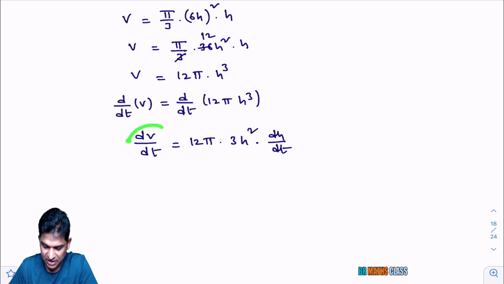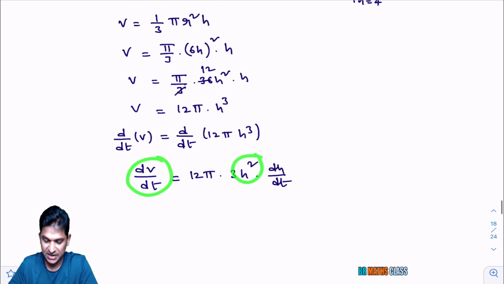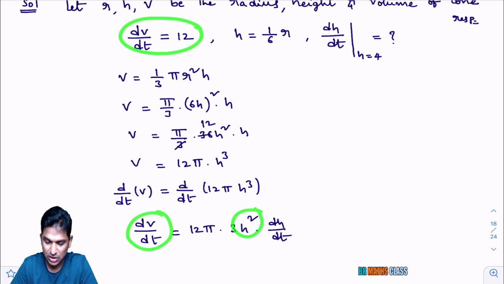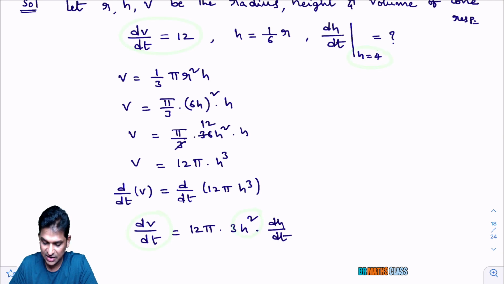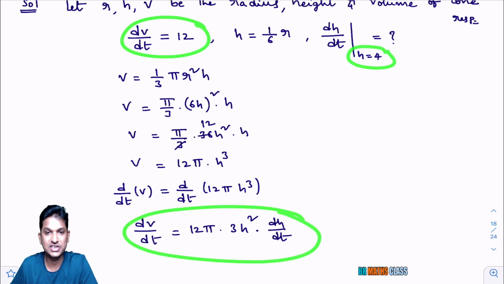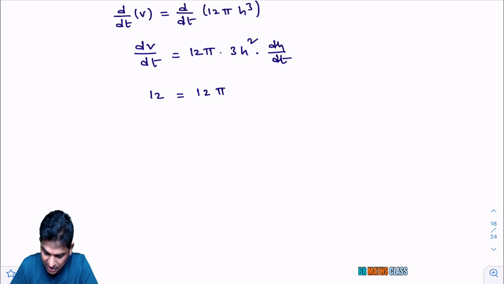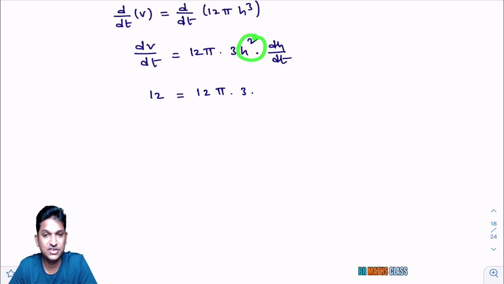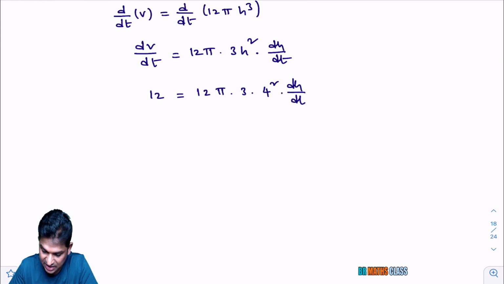Now you observe here dv by dt is there, here also h is there. I know the h value and dv by dt. You look here, dv by dt is 12 and they are asking to calculate dh by dt when h equals 4. So in place of dv by dt, I'll write this 12 and in place of h, I'll write 4 in this equation. So this side what is there? 12 pi into 3 into h square. They are asking dh by dt when h equals 4. So in place of h, I'll write 4 square into dh by dt.